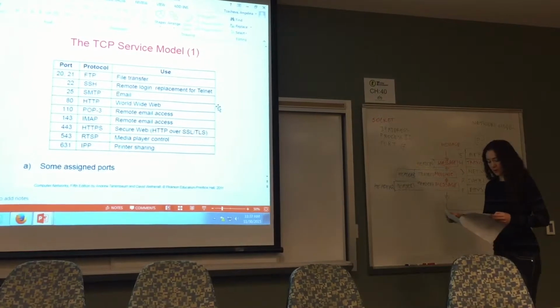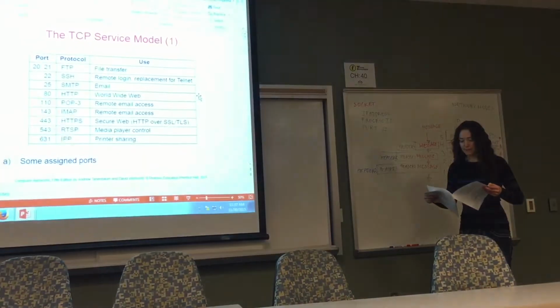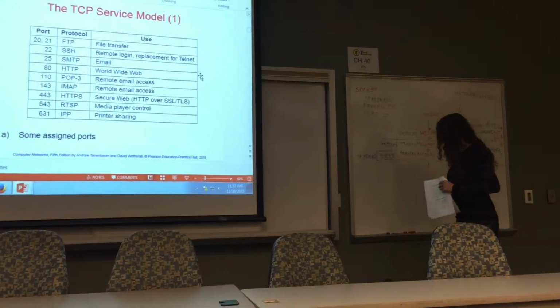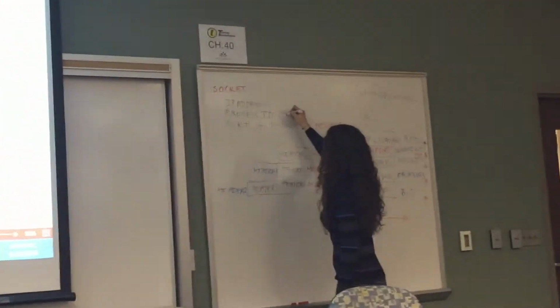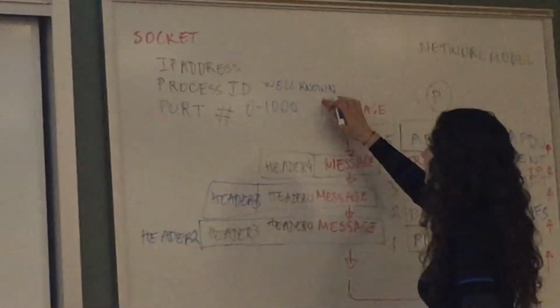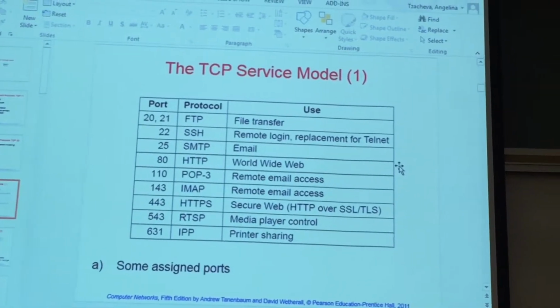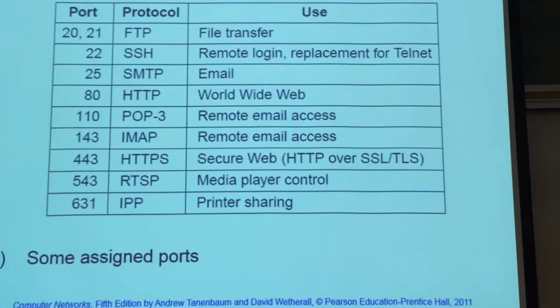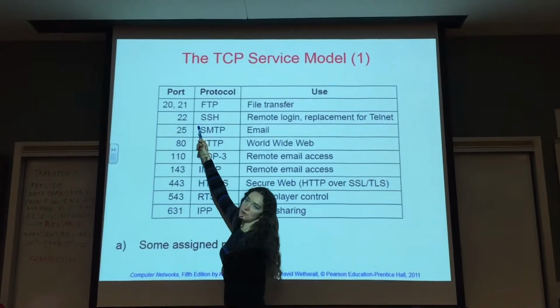Some of these ports are reserved for standard services. So the ports that are from 0 to 1000 are called well-known ports, and they are reserved for standard services. For example, ports number 20 and 21 are used for the file transfer protocol. So when we are uploading and downloading files to a file server, and when we want to connect to the file server, we use these port numbers for our connection to the server.